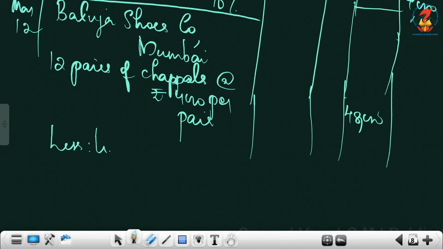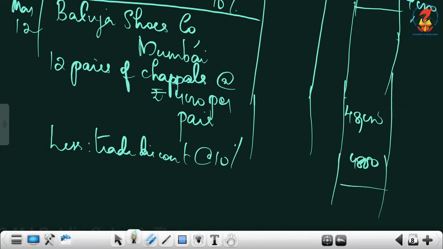So less trade discount, 10%, 4,800. Balance you can write in the outer column, that is 43,200. Okay, so the returns inward book is over.